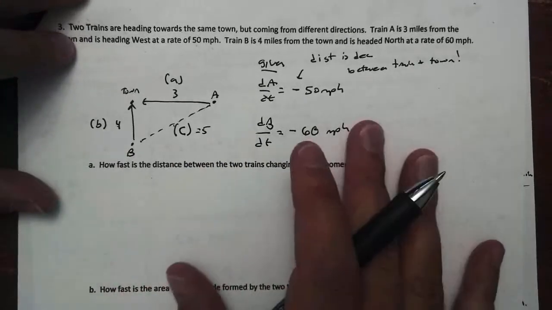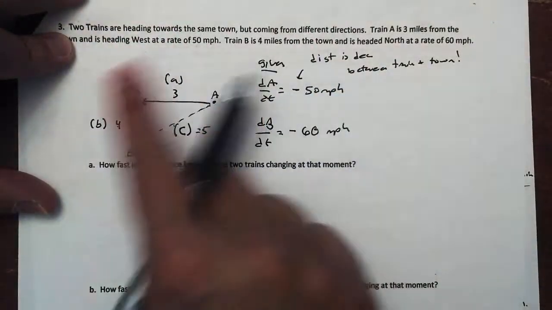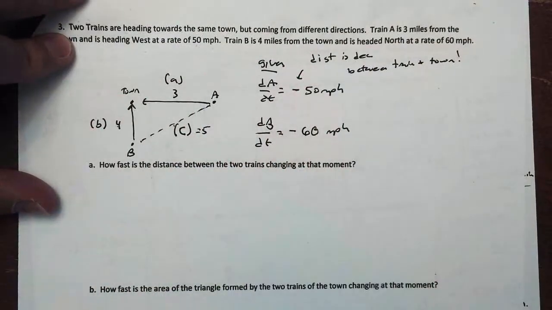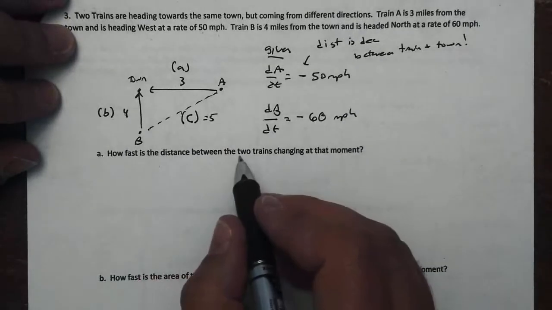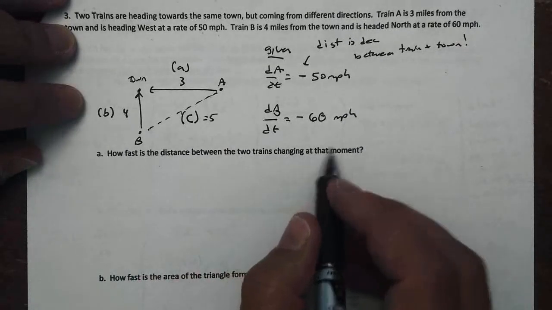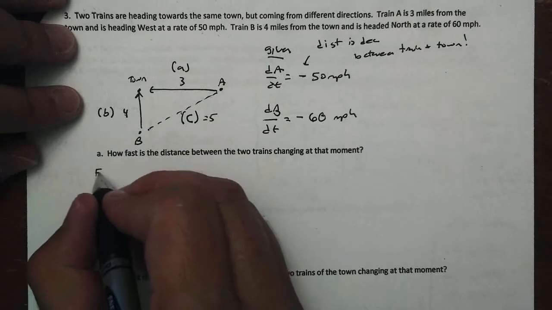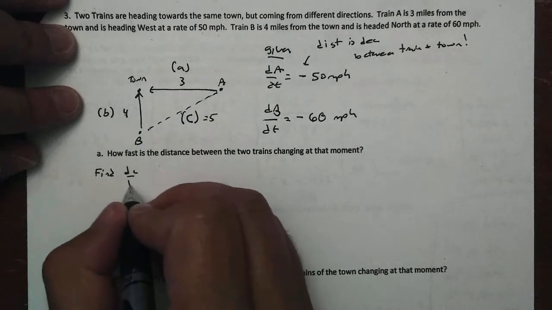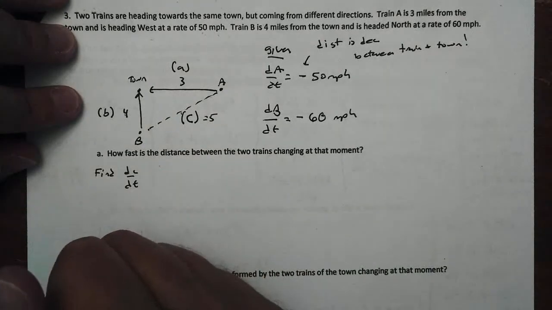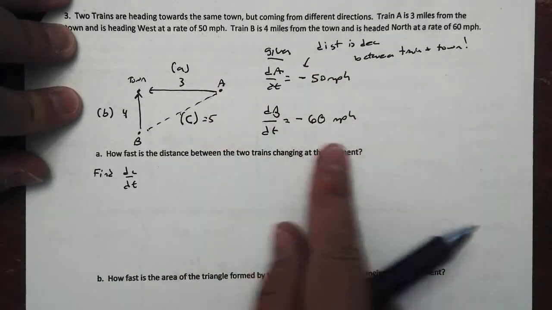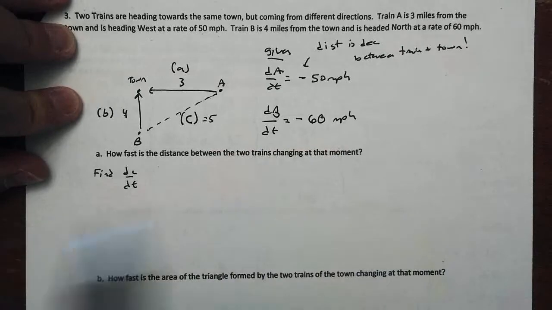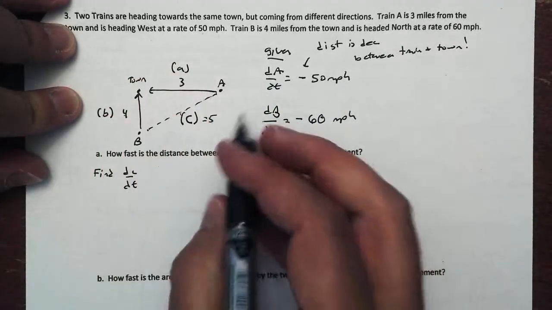Okay, so now that we got all the picture, anytime you can draw a picture, it's really good. Listing your givens, even better. Part A now says, how fast is the distance between the two trains changing at this moment? So they're asking us to find dC/dt. Now there are a couple ways we can do this. I think we can use just the Pythagorean theorem, but I want to use calculus. I want to use that related rate because that's what we've been talking about.